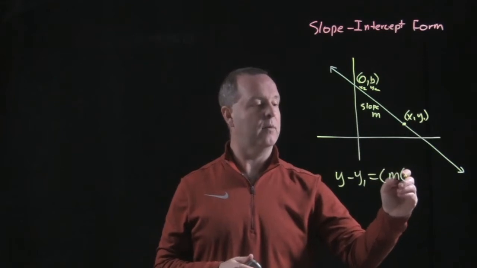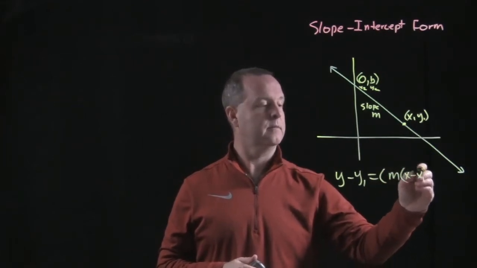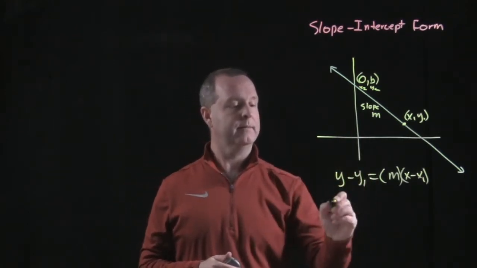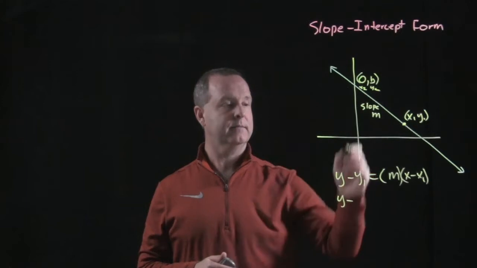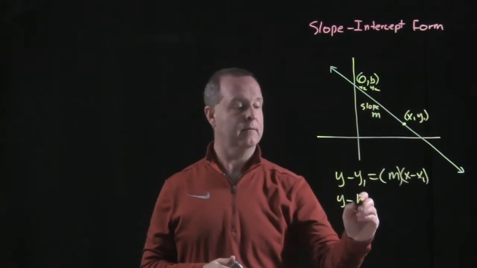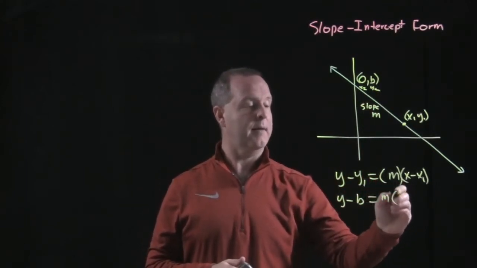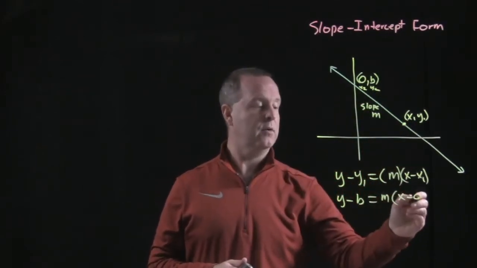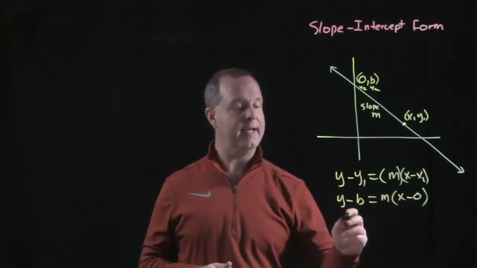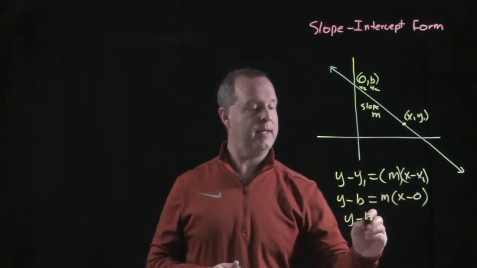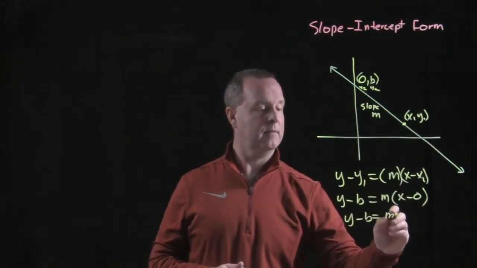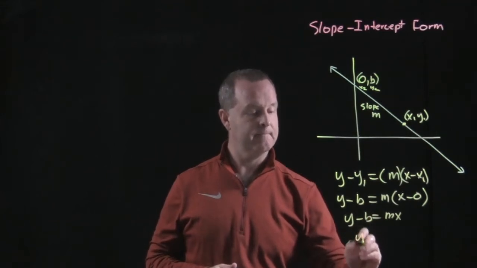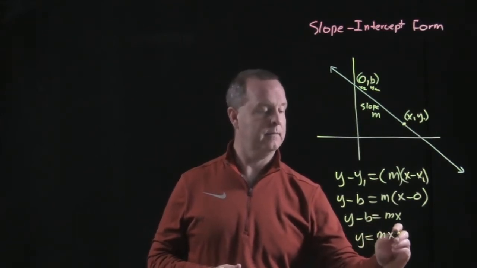using point-slope form of the line. I have one too many parentheses in there. So I'll have a y minus my y value here, which is b, equals my slope times my x value minus the other value, which would be 0. Let's reduce that down. y minus b equals mx. m times 0 is 0. Add b to both sides. I get y equals mx plus b.